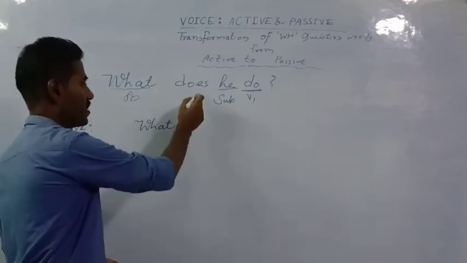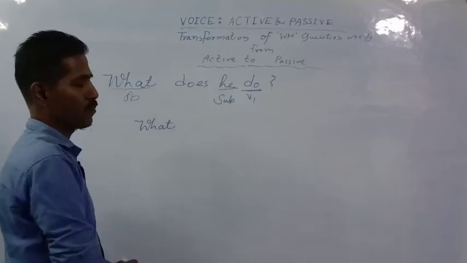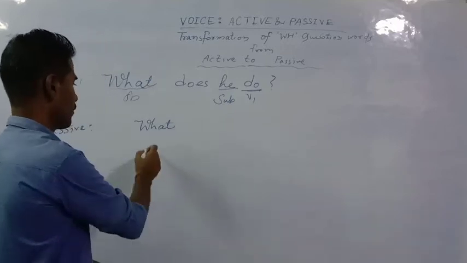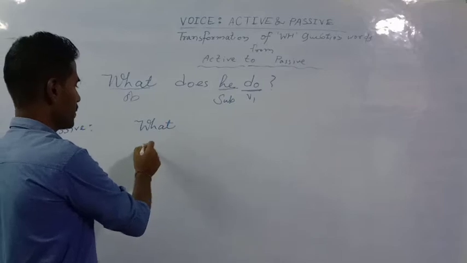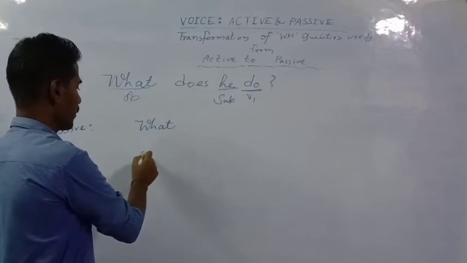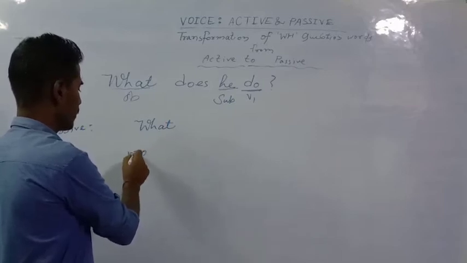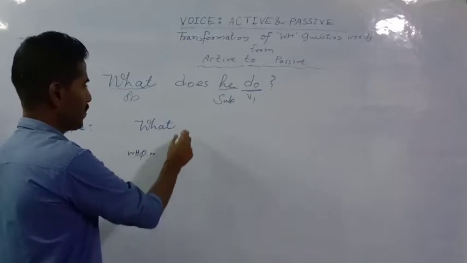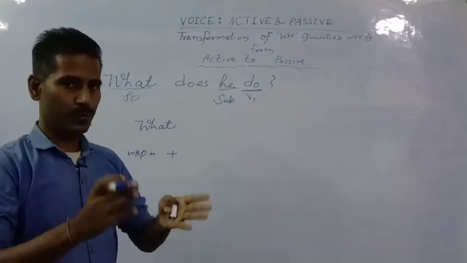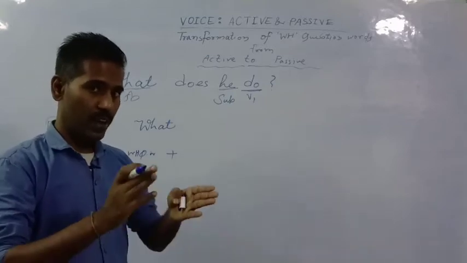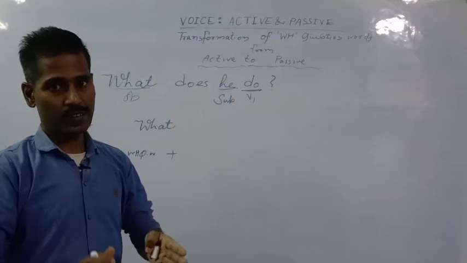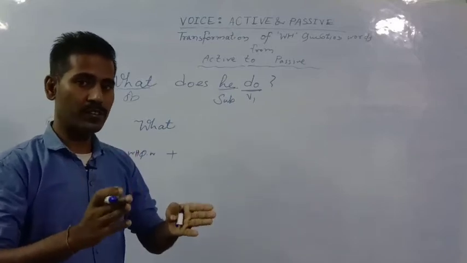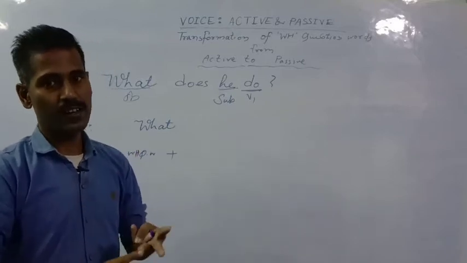So since it is present tense, we will write here the present form of the be verb. The rule you got in passive: first of all write the WH question word, then the be verb. The present form of the be verb, we know, is am, is and are.